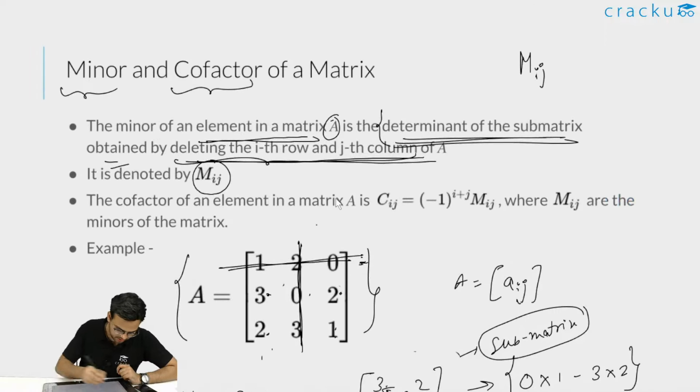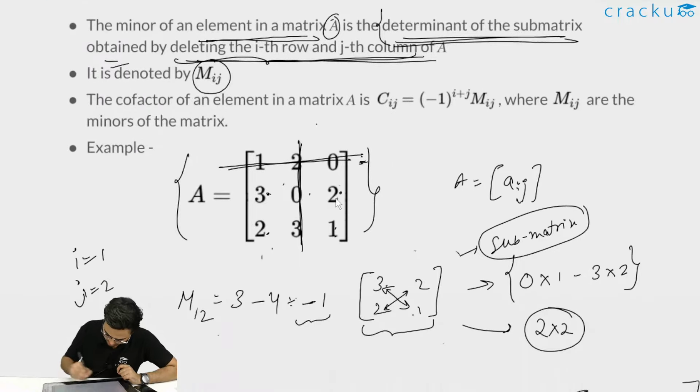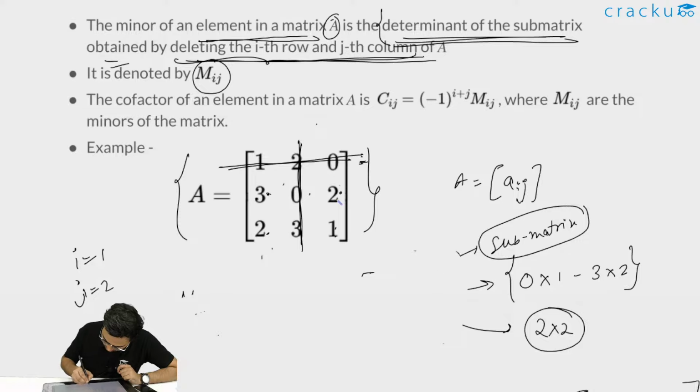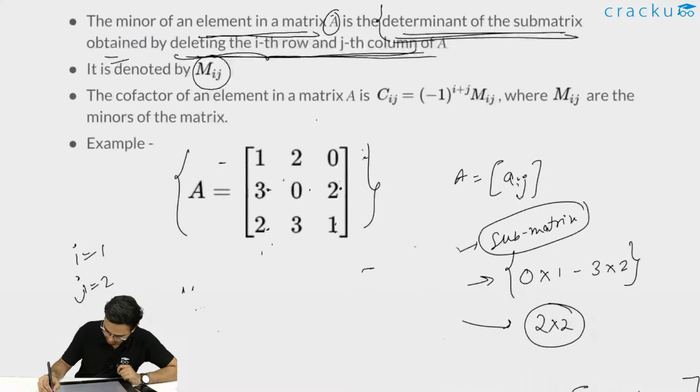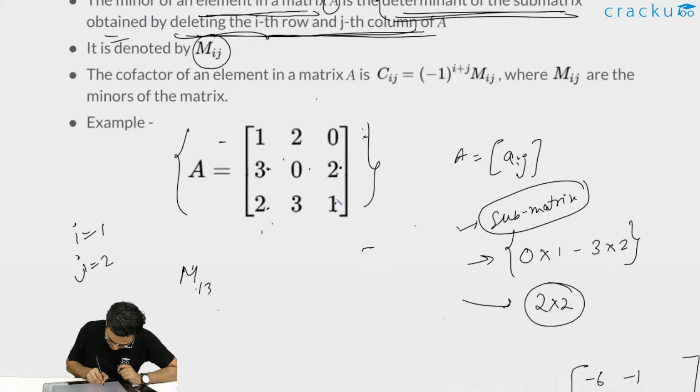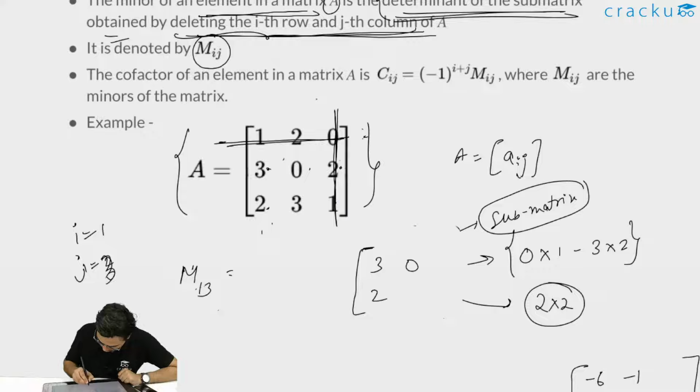Now we have M13. Again a similar procedure: remove the ith row and jth column. For M13, j will be 3 now. Remove the first row, and remove the third column. So the third column is also removed. So we are left with 3, 0, 2 and 3.